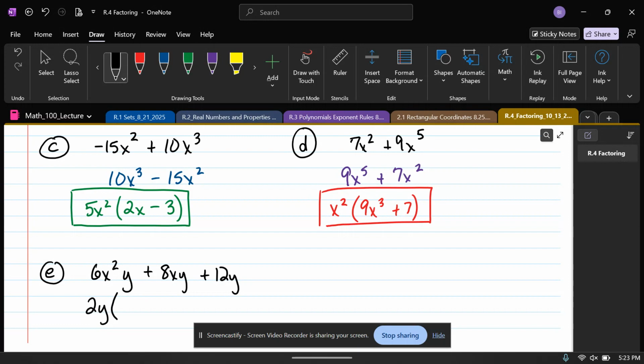What's that going to leave in the parentheses? Not 6, but 3x squared plus 4x plus 6. Boom. And we factored out the GCF there. That's all that one will do. There's nothing else that we can do on that. We'll kind of go through that in just a little bit about why that's not going to go any further.